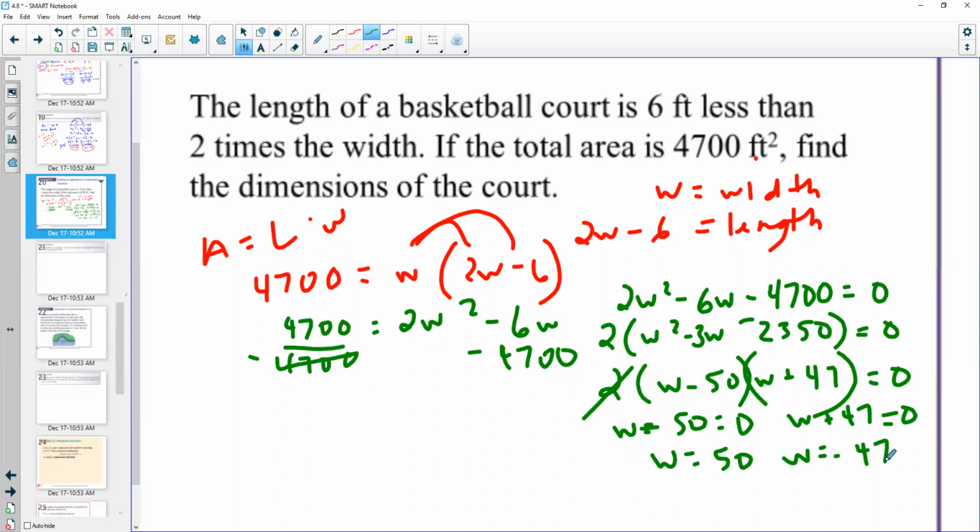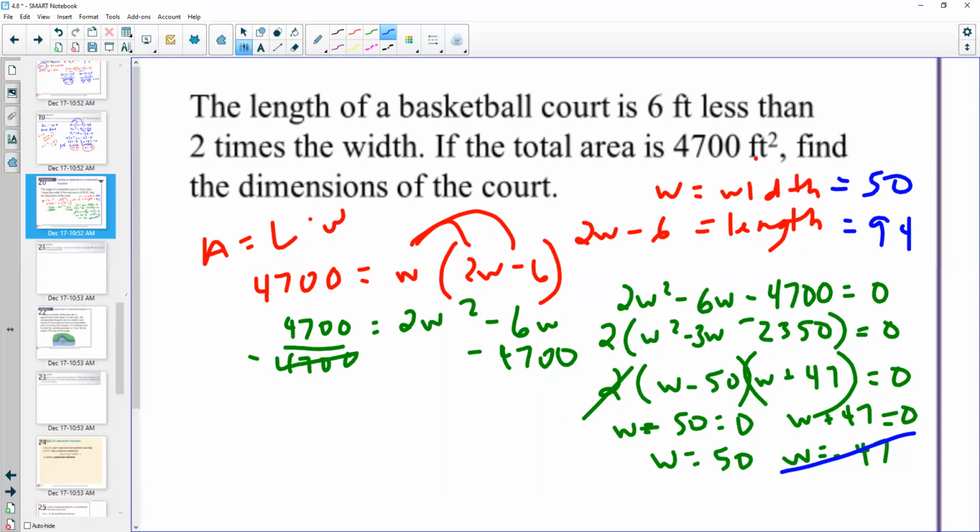In this case, do both of these answers apply? Will they both work for a width? No, right? Because if I said to you, oh, that basketball court is negative 47 feet long, you would look at me like I was a lunatic. So this one doesn't work. But W can be 50. So if width is 50, what's the length? Well, 2 times 50 is 100, minus 6 is 94. So 50 times 94 should, if you multiply together, get you 4,700.